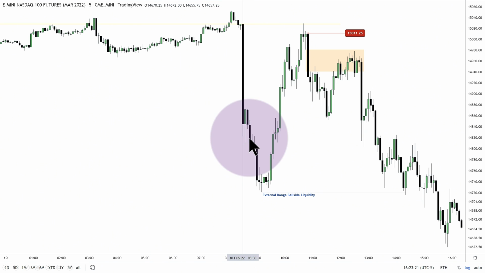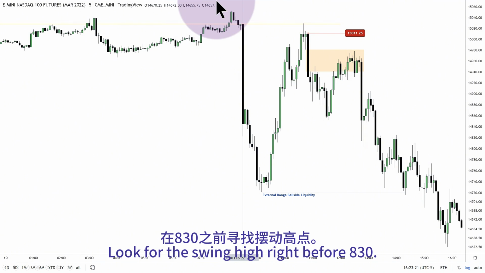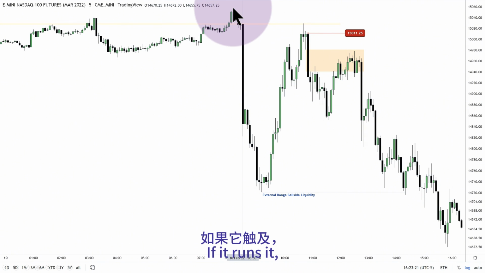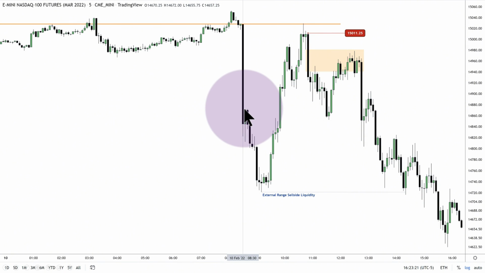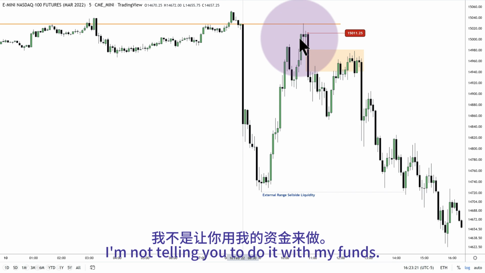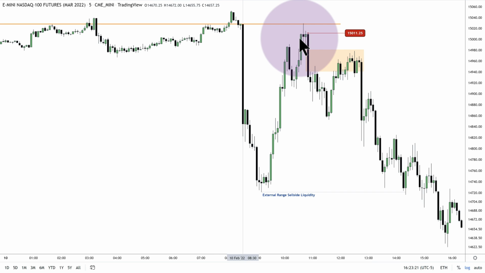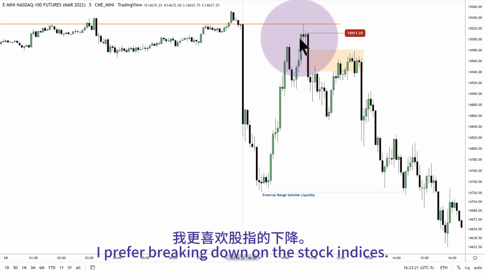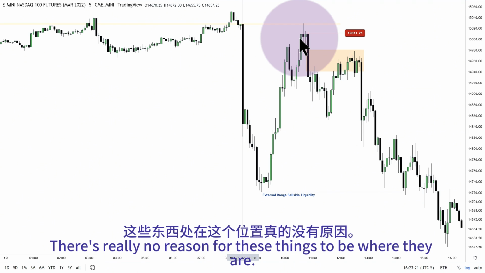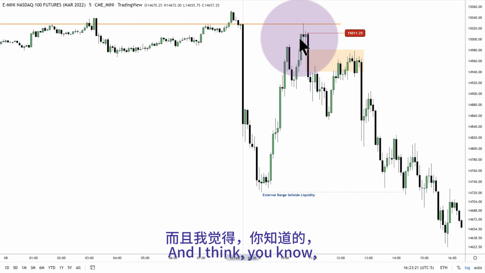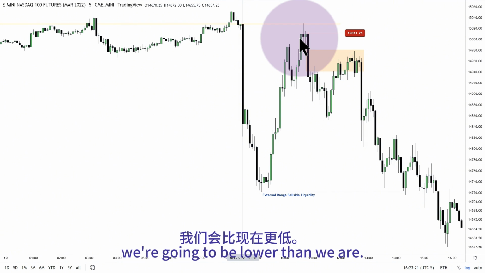Oh, but I want to trade that. Well, I just told you how to do it. Look for the swing high right before 8:30. If it runs it, it's likely to go lower. I'm not telling you to do it by funds, because if you do it wrong, it could be very painful. But I already mentioned that. I prefer breaking down on the stock indices. There's really no reason for these things to be where they are. And I think, 6 weeks from now, we're going to be lower than we are.